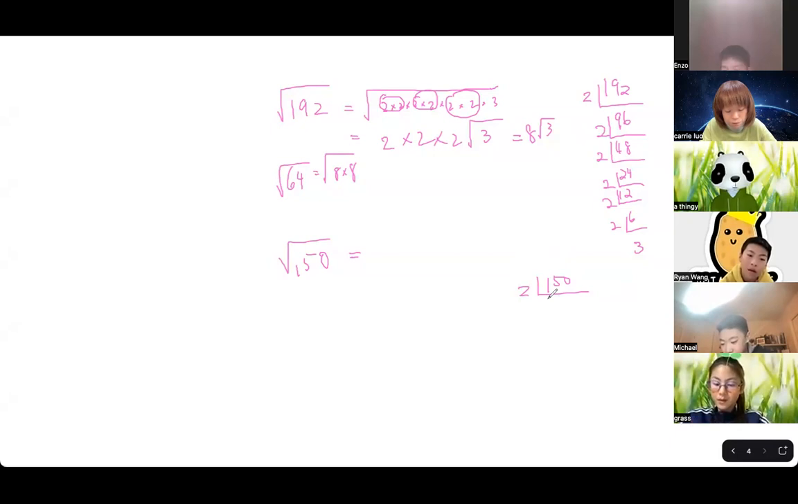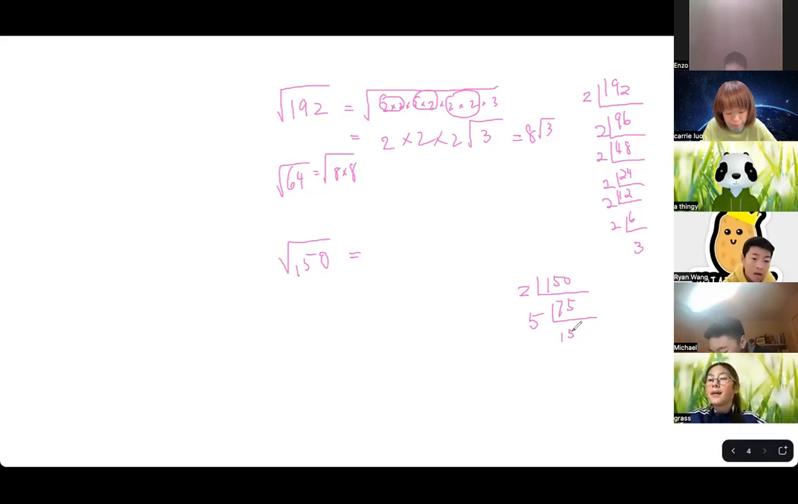150 divided by two is 75. So 75 divided by what? 75 cannot be divided by 2 anymore. It's 75 divided by 5. No, equals 15. Yeah, 75 divided by 5 equals 15.